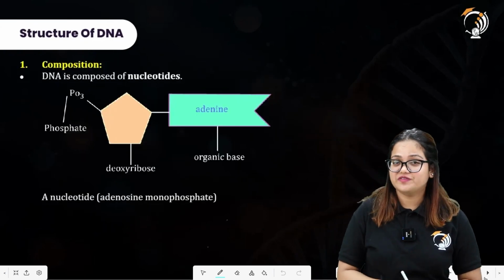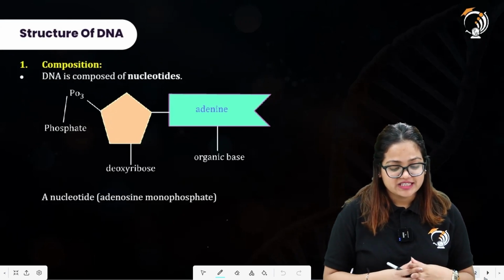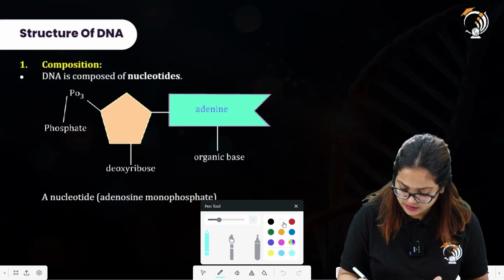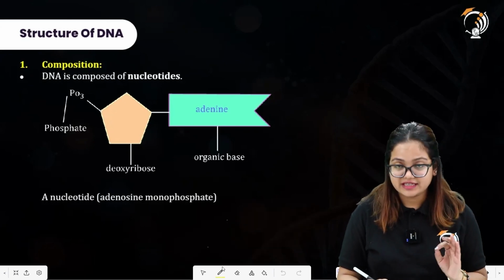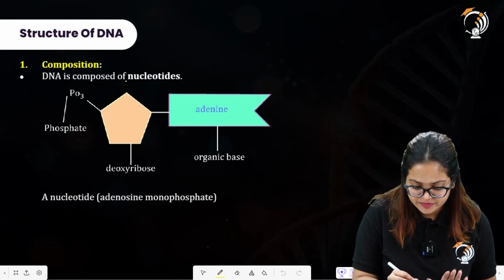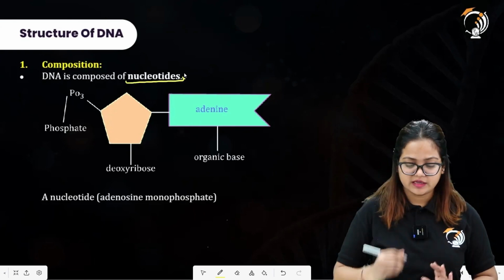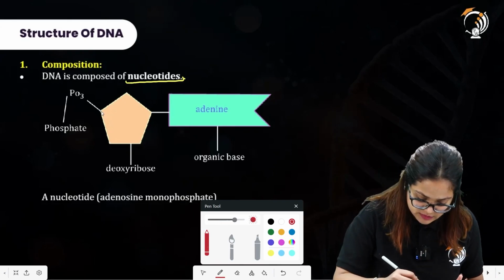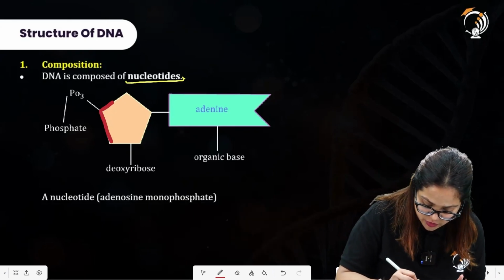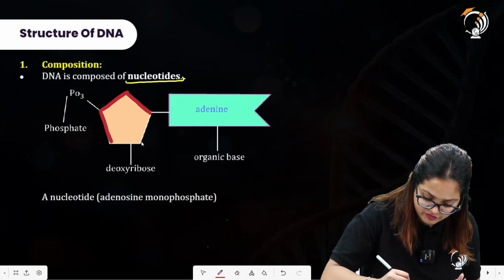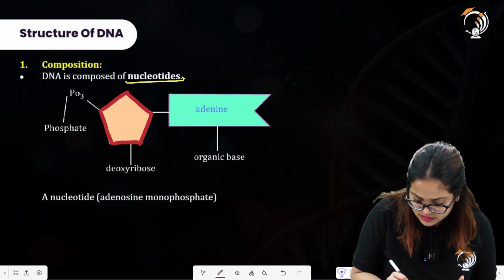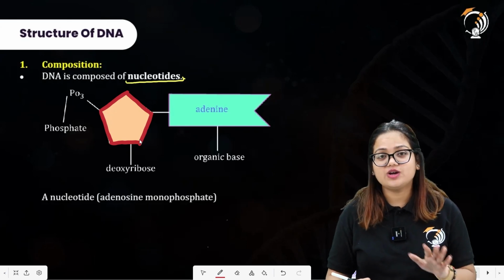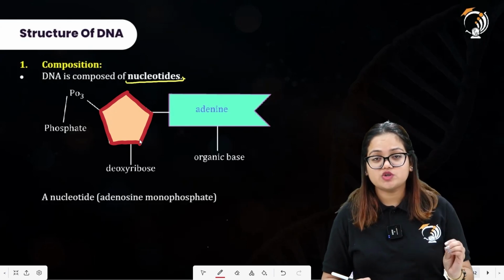Then we have the structure of DNA. The composition is that the DNA is composed of nucleotides. And we will understand this one by one. We have this sugar over here that has 5 carbon in it. That is a pentagon having 5 carbon. It is a deoxyribose sugar whenever we talk about the DNA.